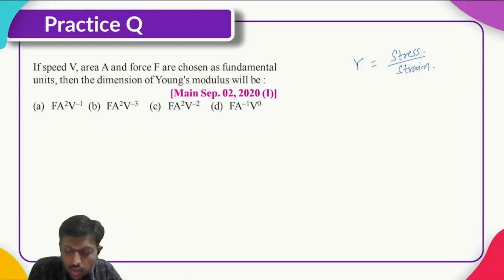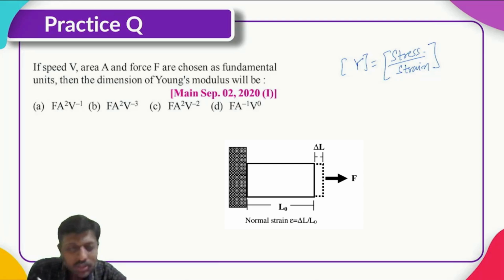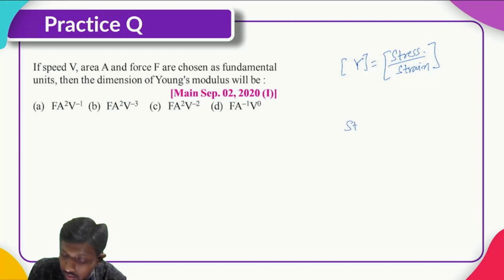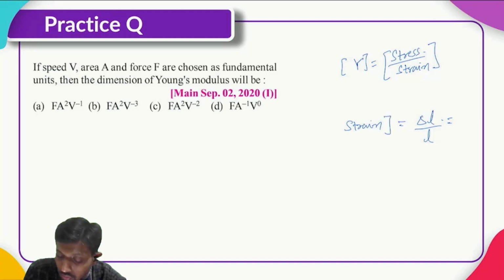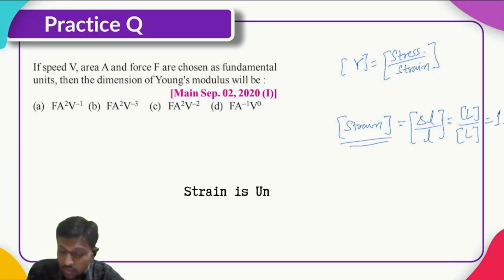So if I just talk about the dimensional formula of Young's modulus, it would be the dimensional formula of stress upon the dimensional formula of strain, isn't it? What is the dimensional formula of strain, by the way? Strain is defined as change in length upon original length. So the dimension of strain is length, represented by L, upon L. So it's 1 basically. Strain has a dimension 1.